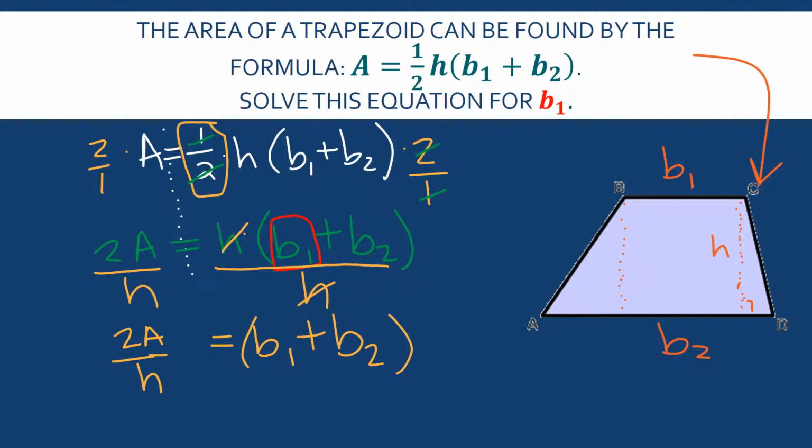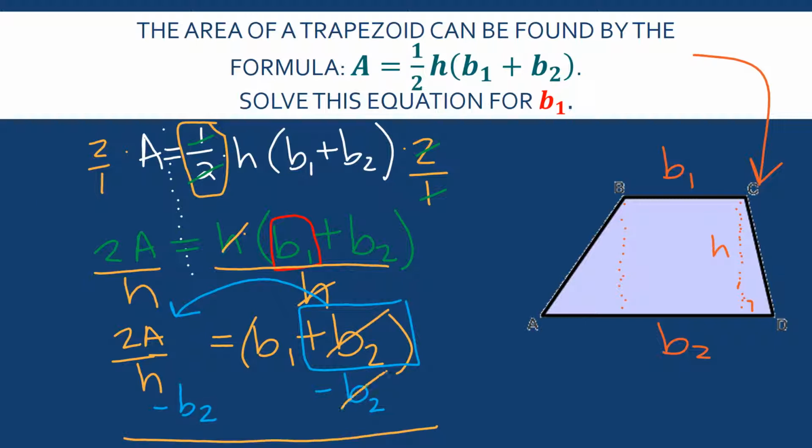All right, one step left. So our goal is to get b1 by itself. So we need to move this b2 to the other side of the equation. So if that's a plus b2, we do the opposite, which tells us we subtract it. I'm running out of space here. This problem's a little lengthy.